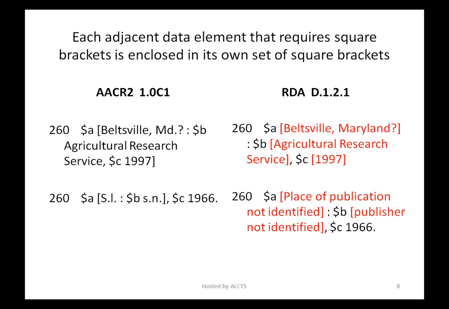RDA is following the ISBD in that each adjacent data element that requires square brackets will now be enclosed in its own set of brackets. So you can see the difference in these examples from AACR2 to RDA. And I'll talk about the second example and the change with SL and SN at a later point. But just note the difference in the way we bracket information within the single field.